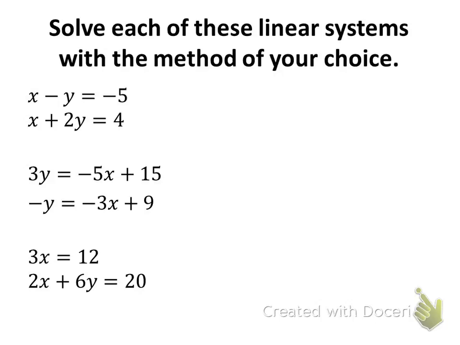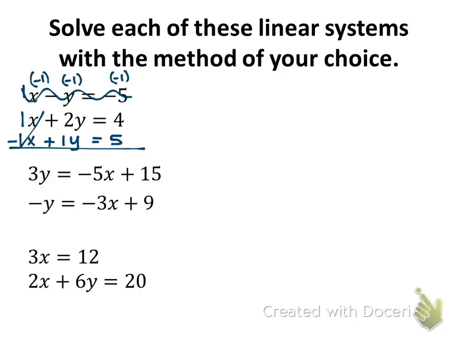I think elimination is probably my best way to go here because I noticed that the x's are already the same number. They each are 1. So what would I need to do to the first equation to get it to cancel out? Just multiply everything by negative 1. So I'm going to do negative 1x plus 1y is equal to positive 5. So this equation here, I don't need it anymore. The x's cancel out and I get 3y is equal to 9. Divide by 3, and y is equal to 3.